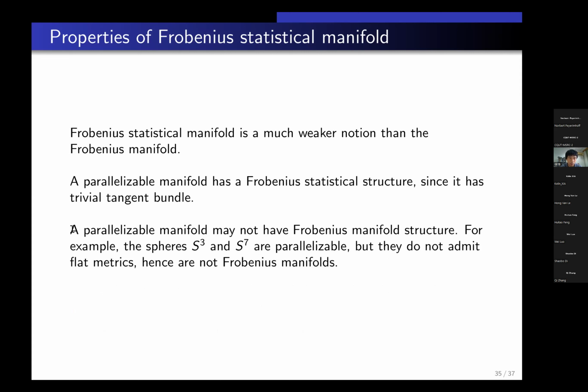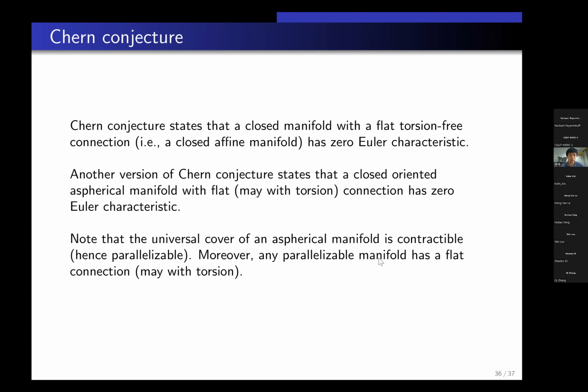But of course, a parallelizable manifold may not have a Frobenius manifold structure. It means a parallelizable manifold must be a Frobenius statistical manifold, but we cannot strengthen it to be a Frobenius manifold, because for a Frobenius manifold we need a flat metric, right? But like S3 and S7 are parallelizable, but they do not admit a flat metric. Because their Euler numbers are not zero, they do not have a flat metric. Hence, they are not Frobenius, right?